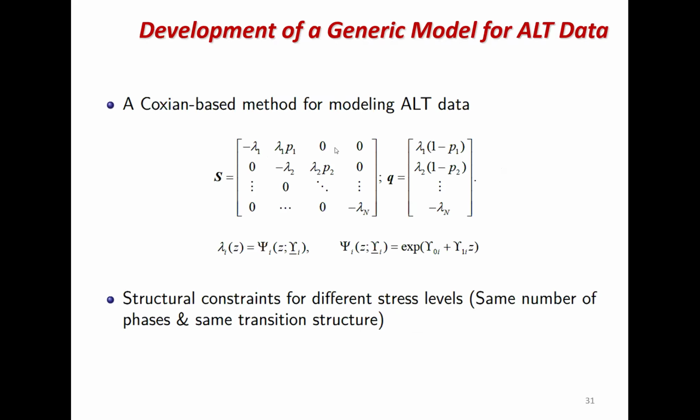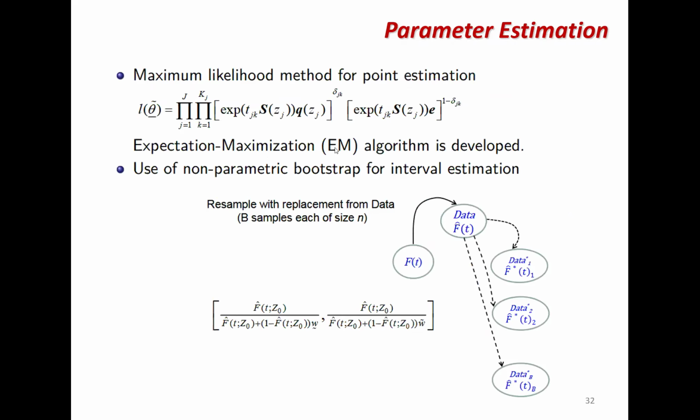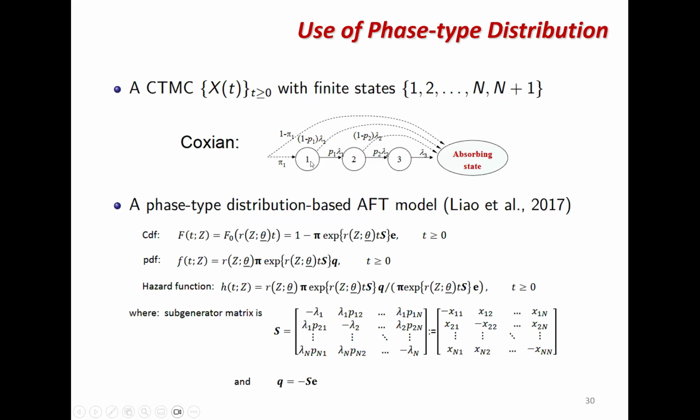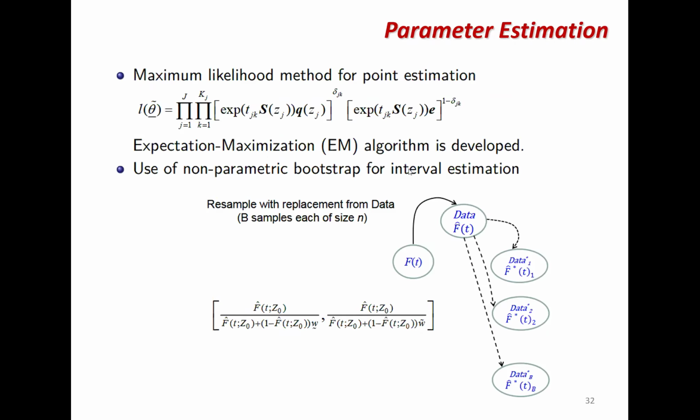Also, when we estimate parameters, since in testing we only observe the absorption time, all the sojourn times in the intermediate stages are not available. That's why we constructed the likelihood function and developed an expectation maximization algorithm to estimate the parameters in this model. And when we want to come up with interval estimation for reliability estimates, we can use either parametric methods or the non-parametric bootstrap method, as shown on this chart, to come up with interval estimates for the reliability function or failure time quantile.